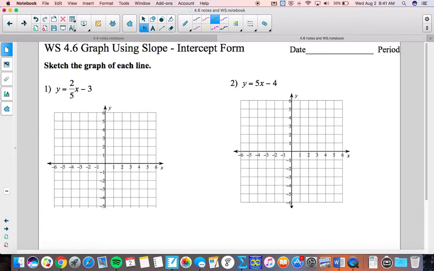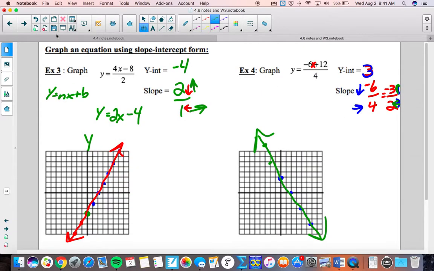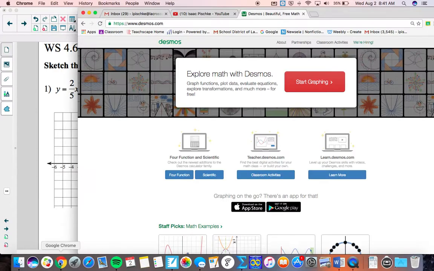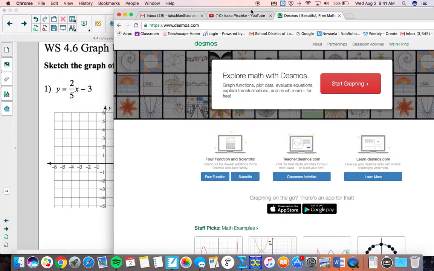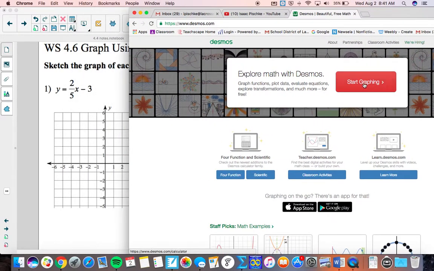Let's see here. So you're going to have some practice with that in a little bit. A way that you can check your lines is by using Desmos. So, www.desmos.com, start graphing. Say in example number 1, I need to graph that line. Now I want you to graph it. I want you to do your best, use your notes, and try to graph the line correctly.